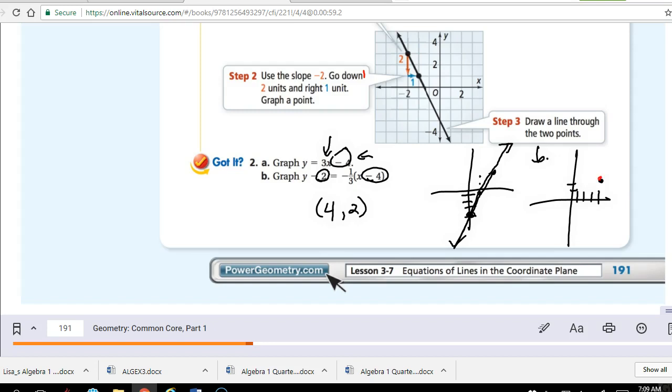Let me put that in red. I'm going to start right there, and then from there I look at my slope. My slope is 1/3. That means I'm going to go down 1 and over to the right 3. And if you have true graph paper, that would be pretty simple to see, and I would make my next dot and then take your straight edge and connect those lines, and there's the graph of B.